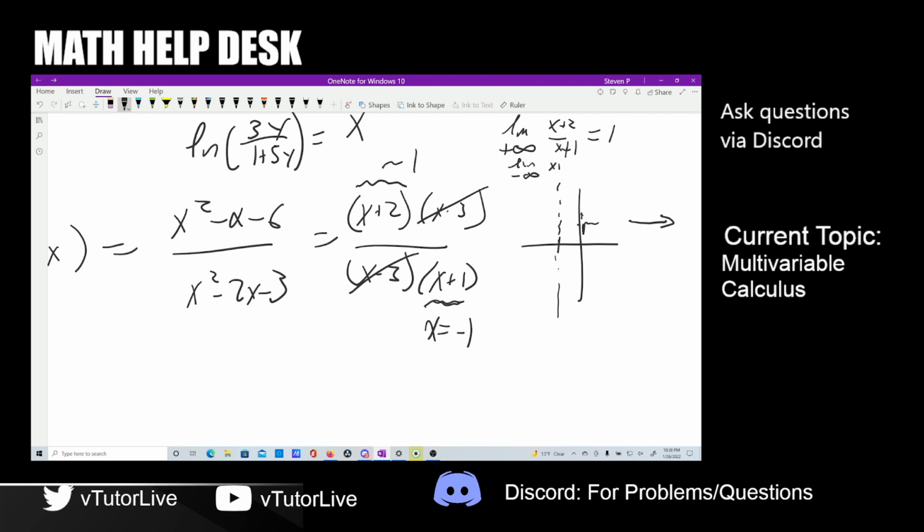For negative infinity, you do the exact same process. Negative infinity, x plus 2 over x plus 1. And we see that it's basically negative infinity over negative infinity, which just approaches 1 as well. So there's a horizontal asymptote at y equals 1, and x equals -1 is the vertical asymptote. So just 2.